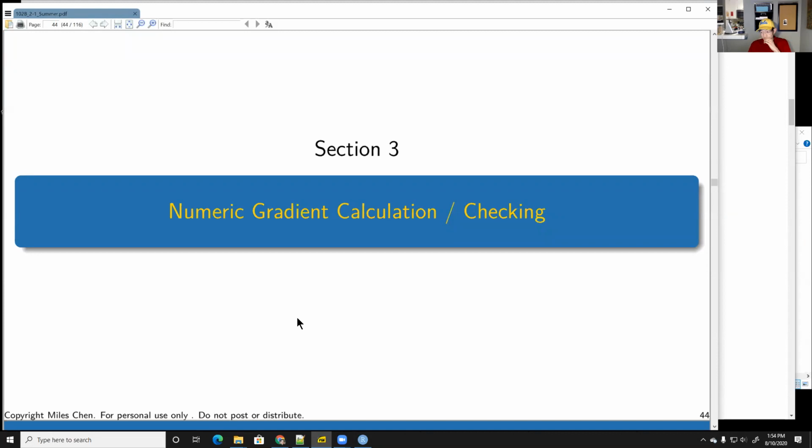Okay, why don't we take a 5-minute break here, and then we'll come back and take a look at numeric gradient calculation and regularization. So we'll pause the recording here.